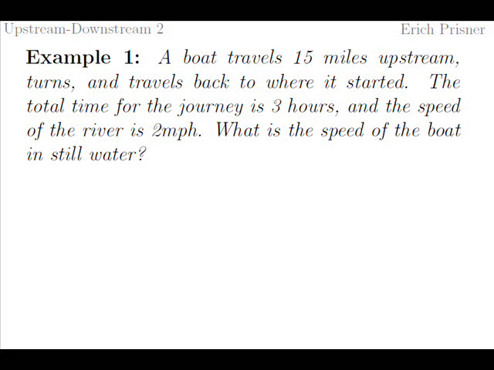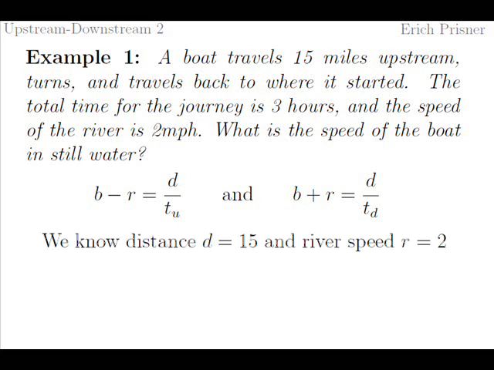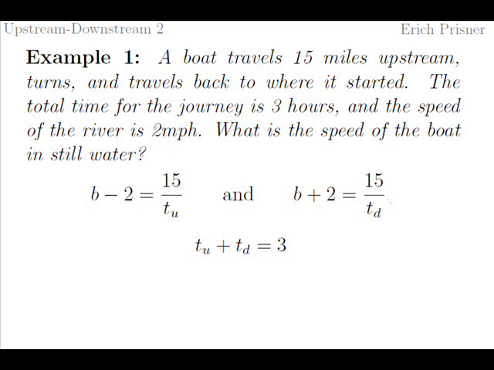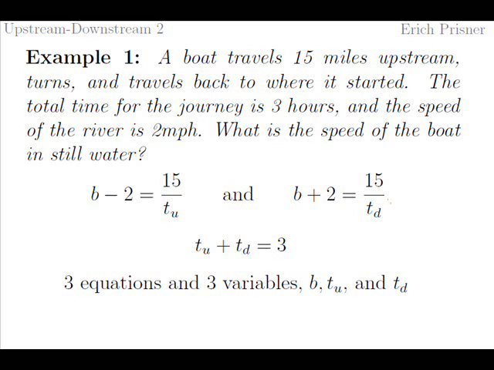A boat travels 15 miles upstream, turns and travels back to where it started. The total time for the journey is 3 hours and the speed of the river is 2 miles per hour. What is the speed of the boat in still water? We plug the 2 known values, distance equals 15 and river speed equals 2, into the upstream and downstream equation above and get b minus 2 equals 15 over tu and b plus 2 equals 15 over td. In addition, we have the third equation, tu plus td equals 3. So 3 equations and 3 variables, b, tu, td.